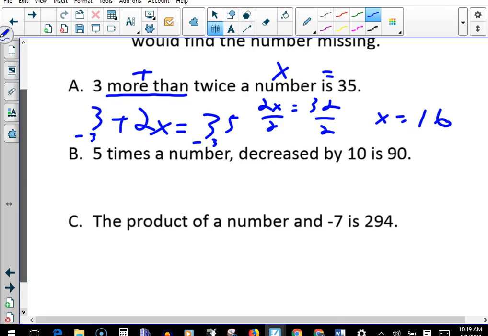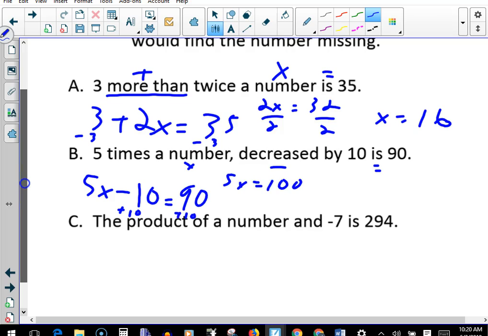Okay, 5 times the number. 5 times the number. See how complicated that was? 5 times the number, 5x. Decreased by 10 is equal sign 90. Another toughie. So, first thing we're going to do is add 10 to both sides. So that gives me 5x equals 100. Divide by 5. X equals 20. Let's check it out. 5 times our number. 5 times 20 is 100. Decreased by 10 is 90. 100 minus 10 is 90.